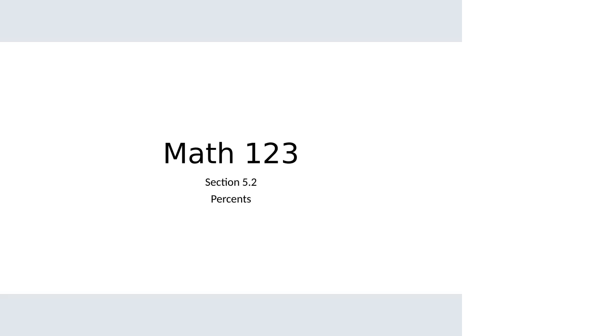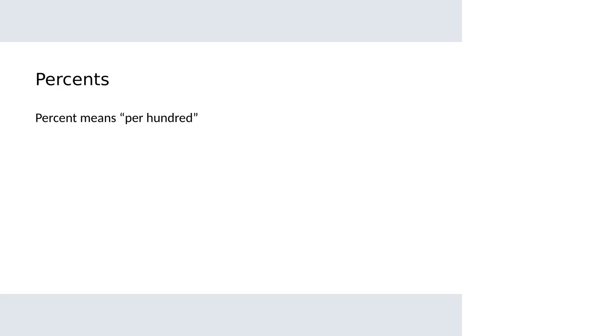All right, let's get right to it. We're talking about percents in section 5.2. And one of the things I want to start with is the idea that the word percent means per hundred. And that should make sense. There are 100 years in a century. There are 100 cents in a dollar. So this prefix, it's the back end of percent, but cent is going to tell us there's something going on with 100.